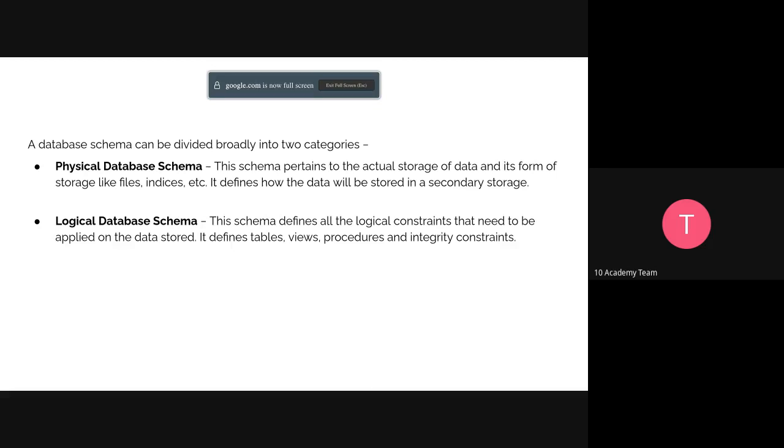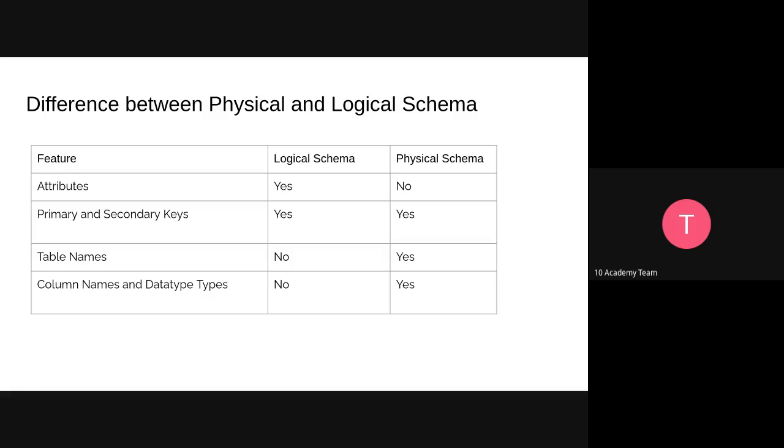We have the integrity constraints as well, which is a set of rules that a particular table must follow, or a set of relationships that are present in the particular database. So the difference between physical and logical is, in the logical schema, we have the attributes, but in the physical schema, we do not have the attributes. In the logical schema and the physical schema, we have the primary and secondary keys. Primary and secondary keys can be primary and foreign keys.